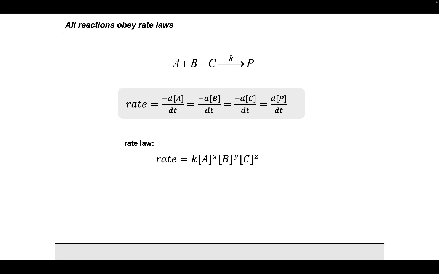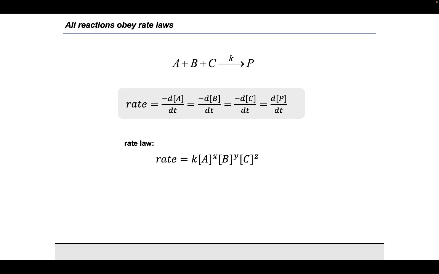So we can express the rate of any reaction, A, B, and C going to P, generally in terms of derivatives. In this example, the rate of the reaction is a change in concentration over time. And we can express that rate in terms of A, B, C, or the product P. In the case of the reactants A, B, and C, the rate of the reaction is expressed as a negative change in concentration of that reactant over time. Whereas for the product, it's the opposite. It's positive. It's the growing in of product P over time.